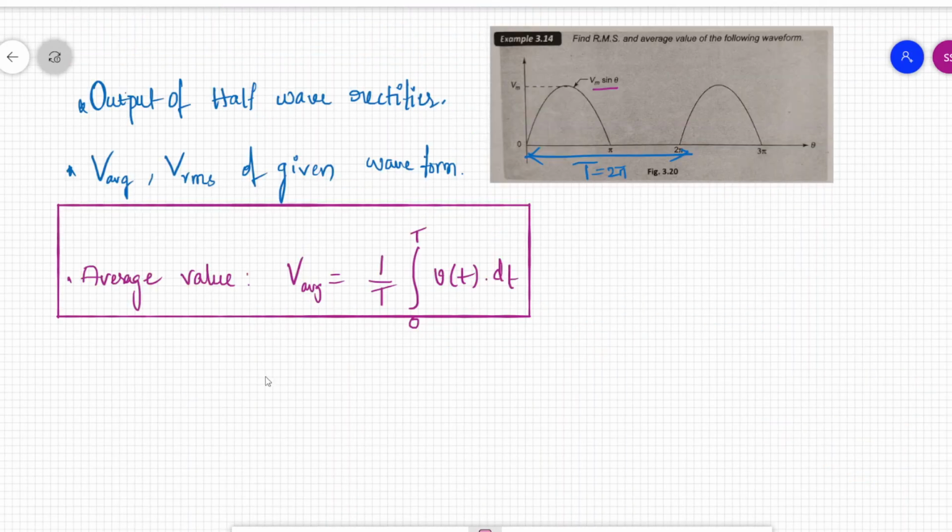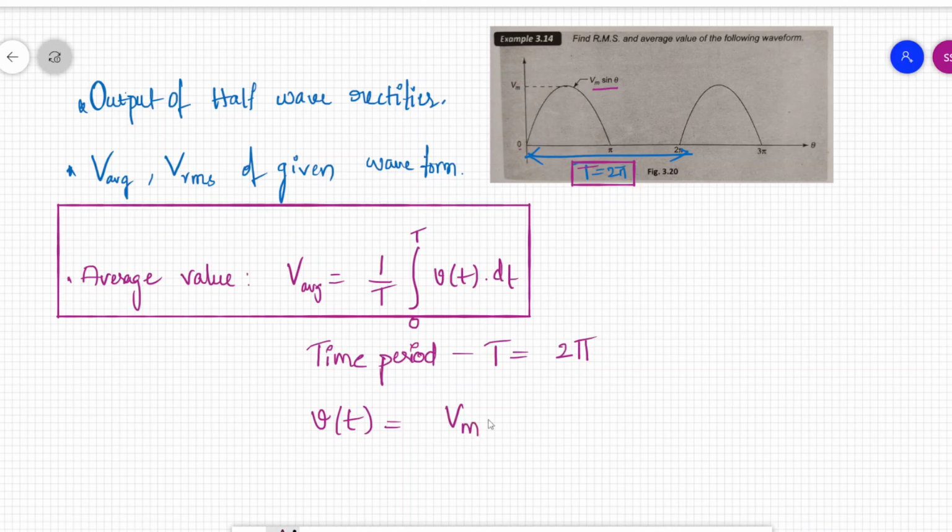Now we need to define the parameters T and V of t. So what is the time period T here? What is the total time period of the full wave? This is the full waveform, right? T equals 2 pi. And we need to define our function V of t. What is the function V of t? From 0 to pi, it is Vm sin omega t, right? From 0 to pi angles, it is Vm sin omega t.